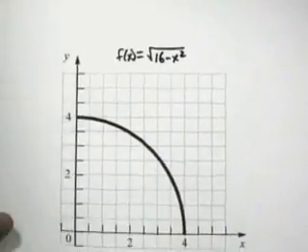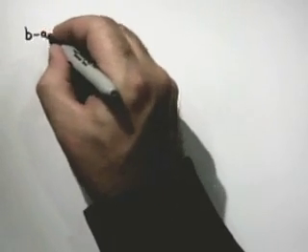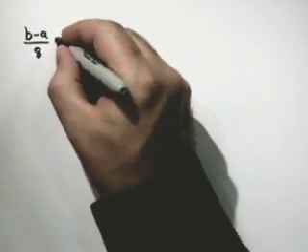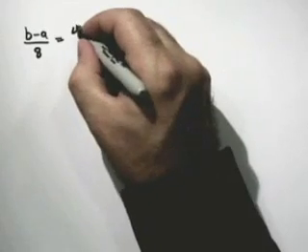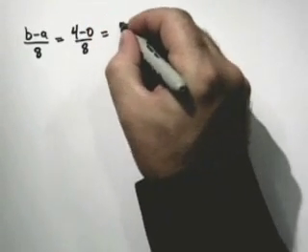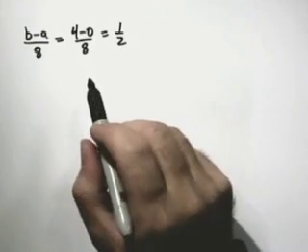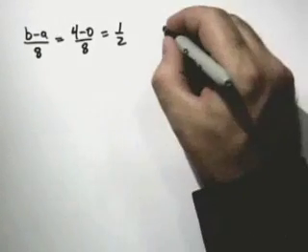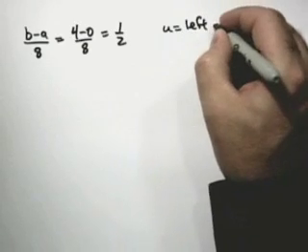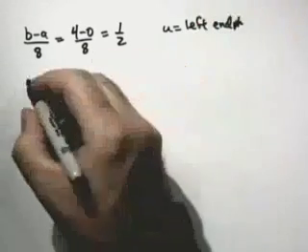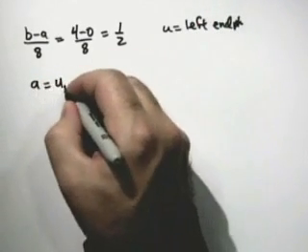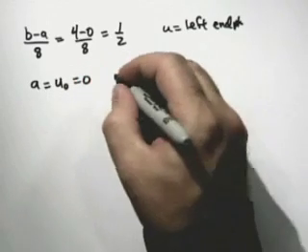Now, for part B, we're asked to partition our interval from 0 to 4 into 8 subintervals. We want those to have equal length, so we'll use our formula b minus a divided by 8. This will give us 4 minus 0 divided by 8, which is equal to 1/2. So each of our subintervals will have a length of 1/2 unit. Since u is the left endpoint, we'll have a equals u sub 0, which is equal to 0.